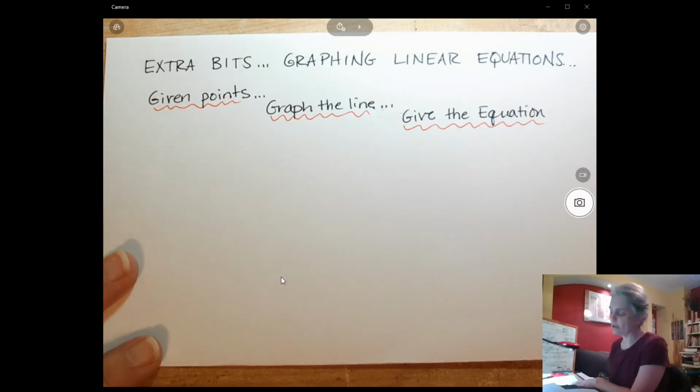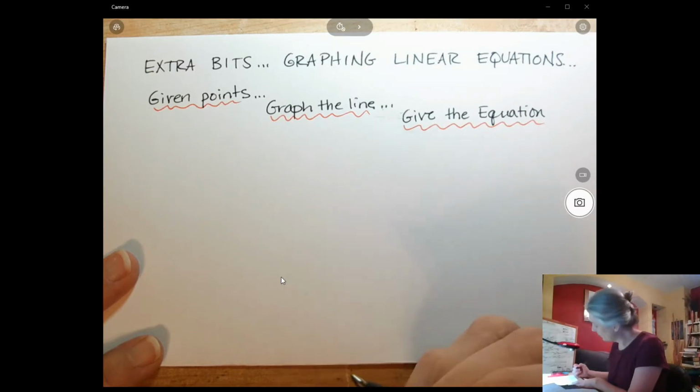We're going to take a little bit of a side path though. Let's say you were given some points, 2 points in fact. You were asked to graph the line, and then you were asked to give the equation of the line. So I'd like to work through that with you. You've seen it a little bit here and there. Let's go through it one more time.